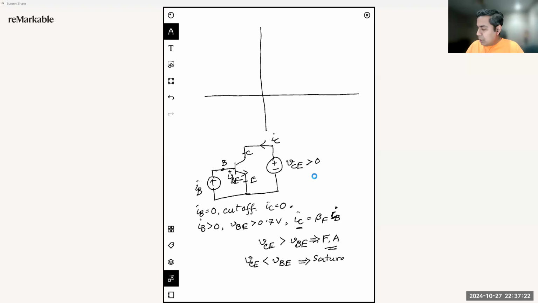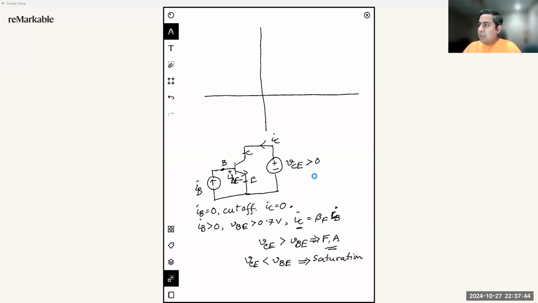And you have already seen what happens in saturation. Both of these junctions are forward biased. So you will see a large current flowing. And for VCE lower than 0, we will see the reverse active region of operation.